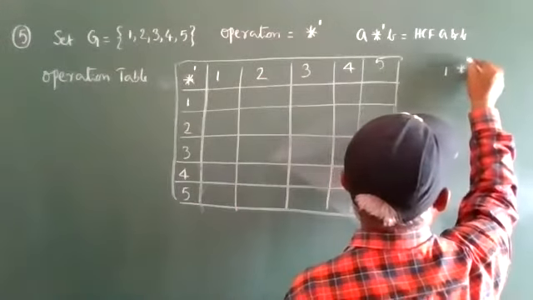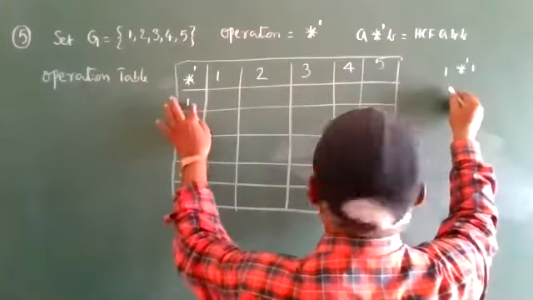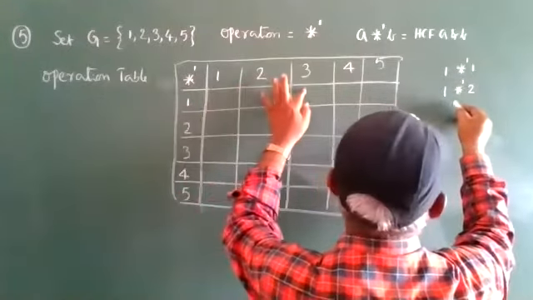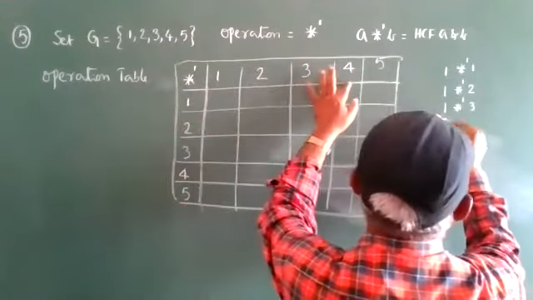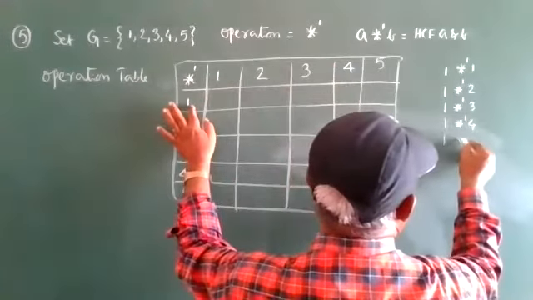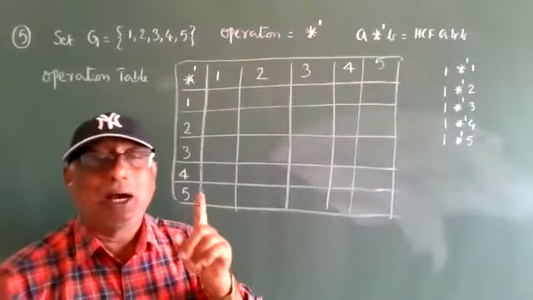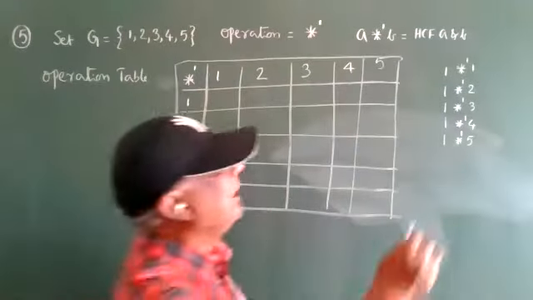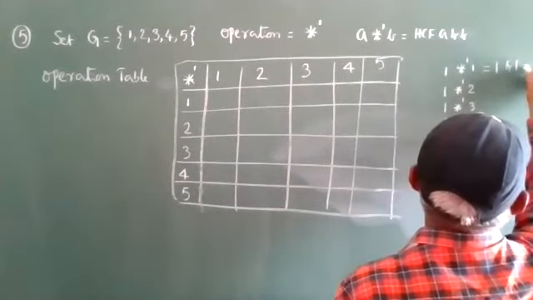1 star dash 1, the same with 1. 1 star dash 2, same with 1. 1 star dash 3, the same 1. 1 star dash 4, the same 1. 1 star dash 5, the same 1. Okay? What is the common factor in 1 and 1? It is 1 only. Therefore, the HCF of 1 and 1 is 1.